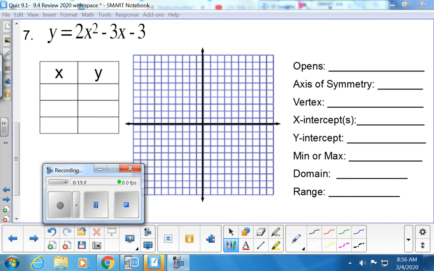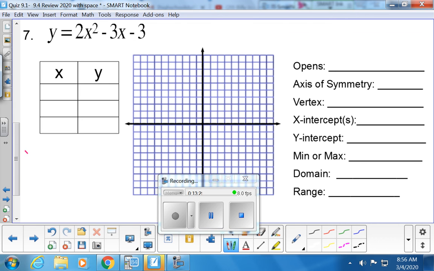But it'll be good. We can practice our vertex formula one last time. It's negative b over 2a. So a is 2, b is negative 3, and c is negative 3. So it would be a positive 3 over 2 times 2. So 3/4, or 0.75.